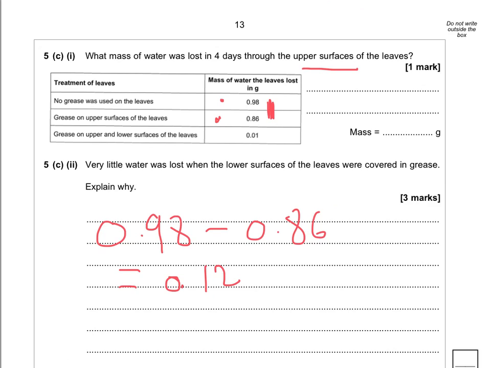Oh, and I've just written that in the wrong place, haven't I? Oh, what an idiot. That should go there. It's only worth 1 mark. So if you've got 0.12, you've got your mark there, look. Sorry about the confusion. I might just get rid of that.